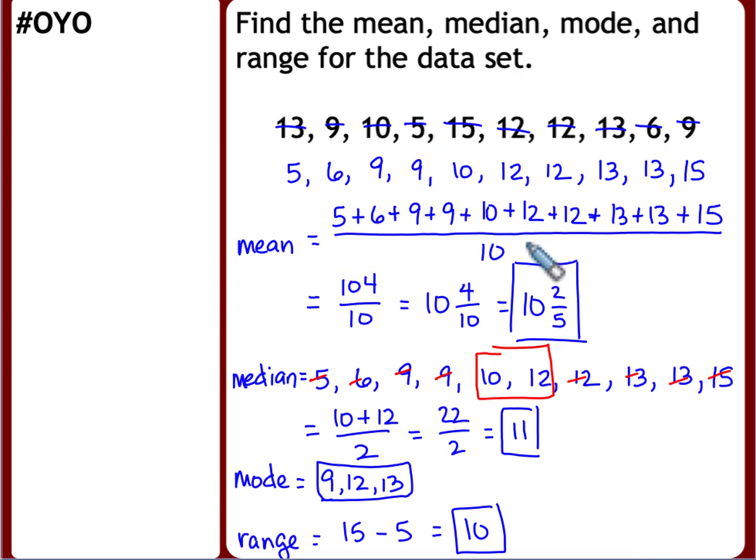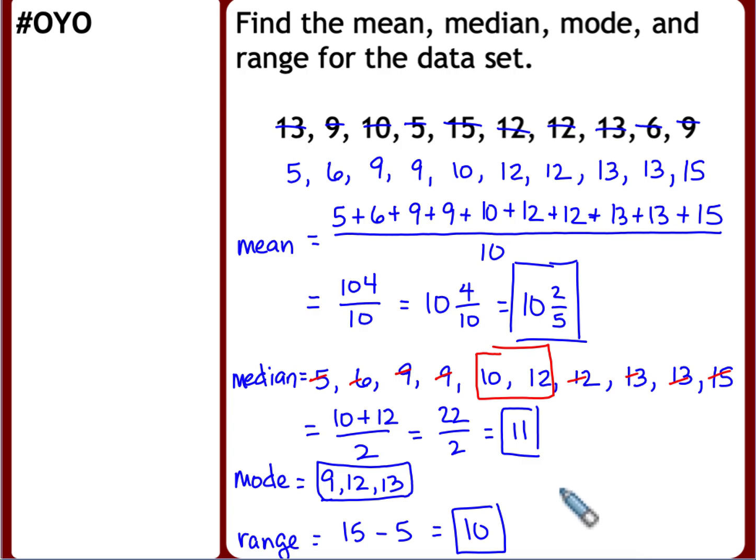All right, so the mean, you get 104 over 10, which is 10 2/5, or 10.4 as a decimal. For the median, you should end up with 10 and 12 in the middle. Again, it's pretty easy visually to know that 11's in the middle, but just to show you, 10 plus 12 is 22 over 2, gives us the 11. This is actually trimodal. You have three numbers for the mode. You have 9, 12, and 13 all happening twice. And the range, the spread of the data, is 10 units.